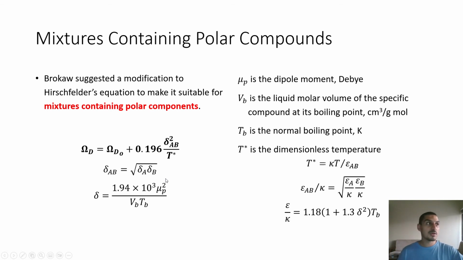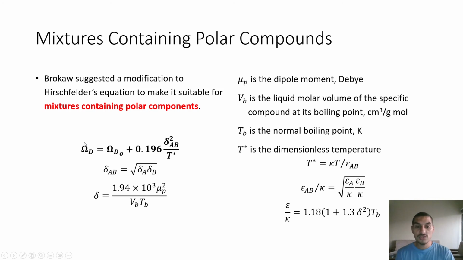The dipole moment is a parameter that describes the partial charge in the molecules, and the ability of the molecule to form partial charges, like the partial positive and partial negative charges in the water molecule that produce the hydrogen bond. So if you know the dipole moment, you know the VB and TB, then you can calculate delta, and from delta you can calculate epsilon over k. From this equation, from epsilon over k, you can get the epsilon AB over k, and then over kappa, and then you can calculate the dimensionless temperature, which we use to calculate the omega D.